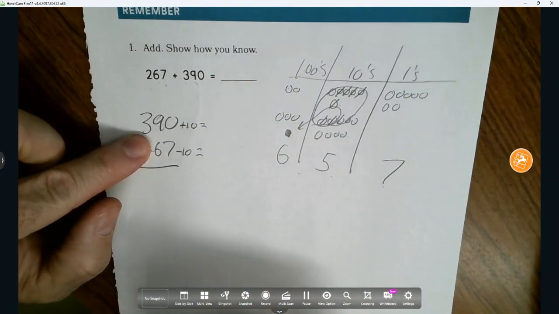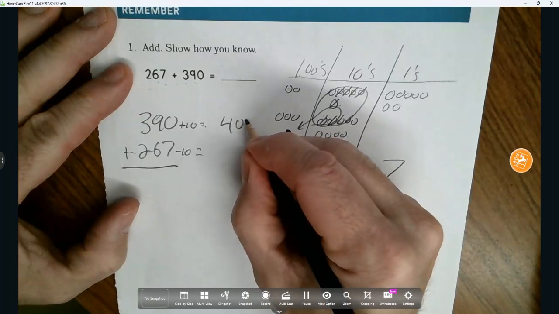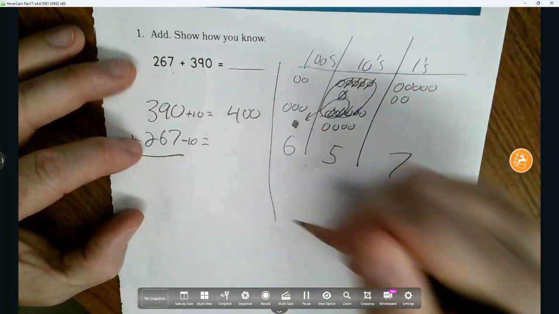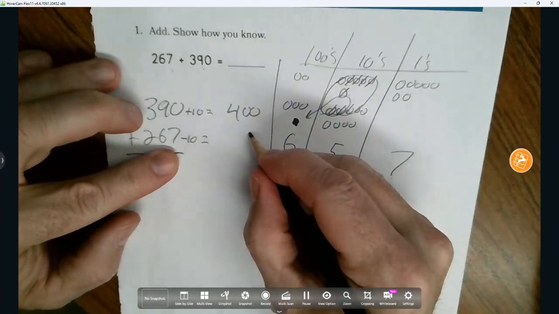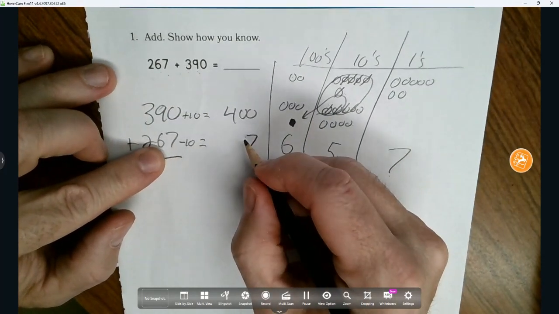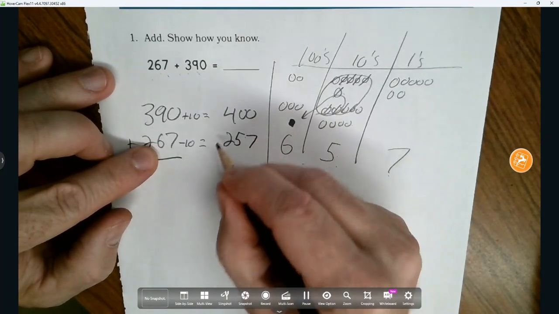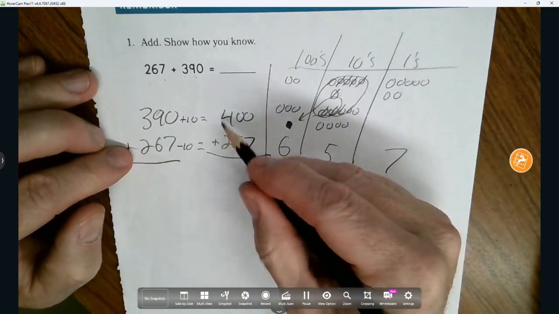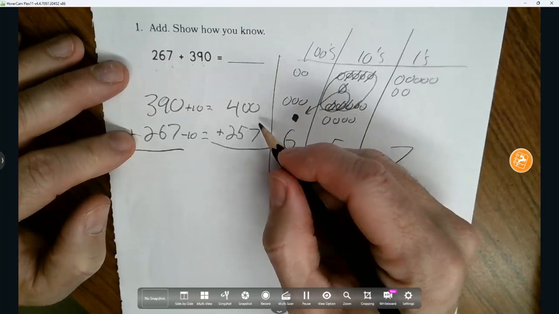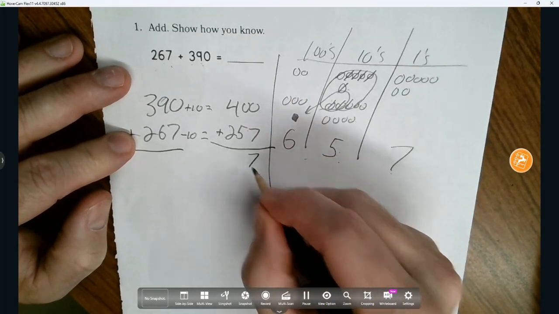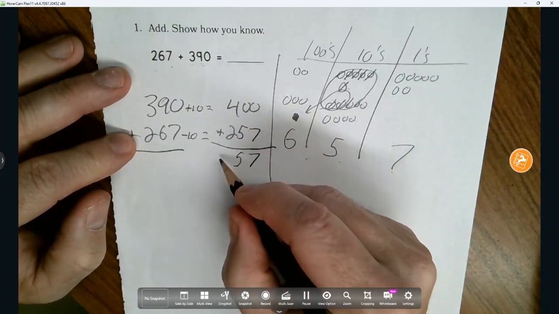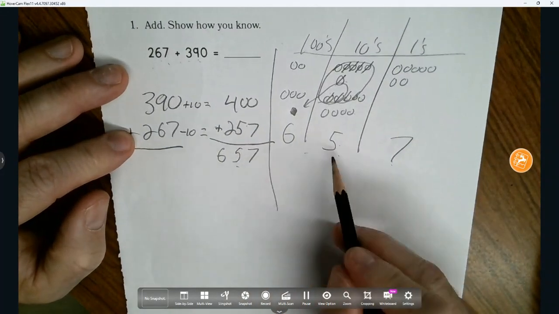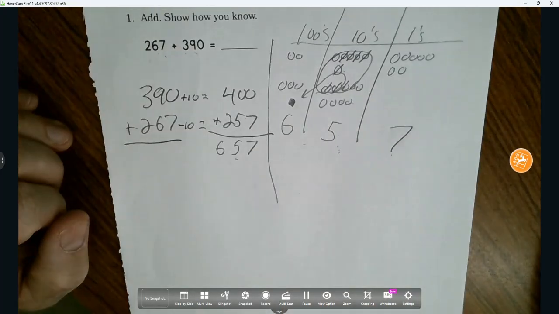If I add 10 to 390, I have 400. If I take 10 away from 267, well, I'm not taking any ones away. I'm just taking 1 10 away. So that's going to be a 5 and still the 2. Now, if I add this, look at how nice. I got zeros up here. So I have 0 plus 7 is 7. 0 plus 5 is 5. And then 4 plus 2 is 6. 657. Just like I got there, 657.